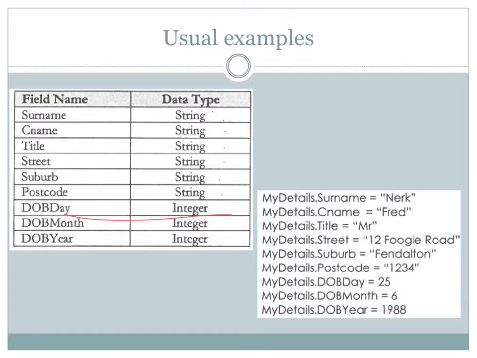In order to access different elements in that record, you preface it with the record name, myDetails, dot, whatever field. So myDetails dot whatever field. And if you did something like this, this would assign one record to that type.